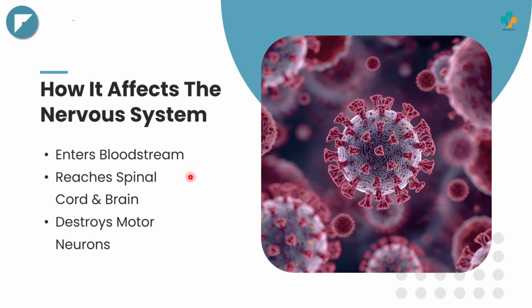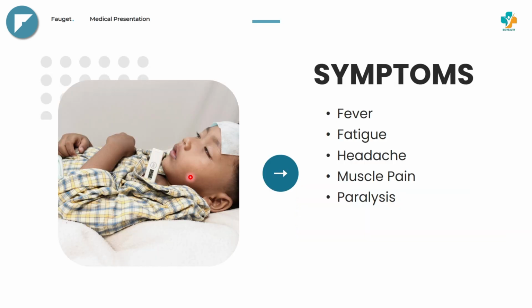Now that we know how polio affects the body, let's talk about how we can recognize it. The symptoms. Symptoms of polio start mildly with fever, tiredness, and muscle pain, which can look like a normal viral infection. But in some cases, the virus reaches the spinal cord, leading to paralysis that can be permanent. The good news is polio can be prevented.